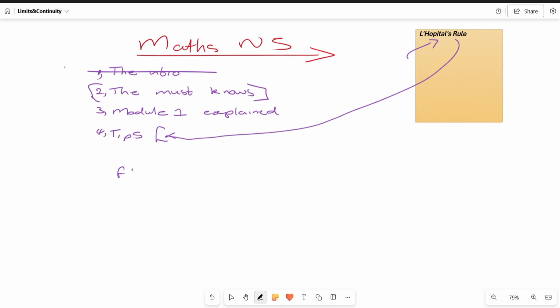f prime x is equal to lim h approaches 0, right? And then we have f of x plus h minus f of x, right? And then we divide this by h. We are still doing this in N5. It's a bit different now. All right, so that is what a limit is.